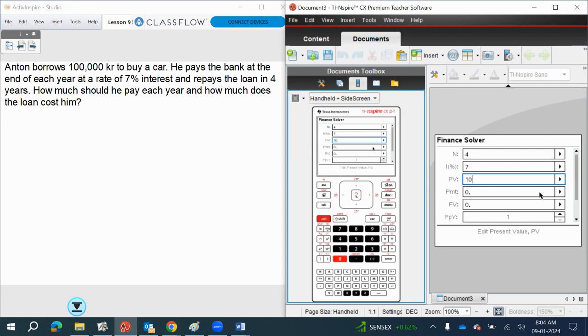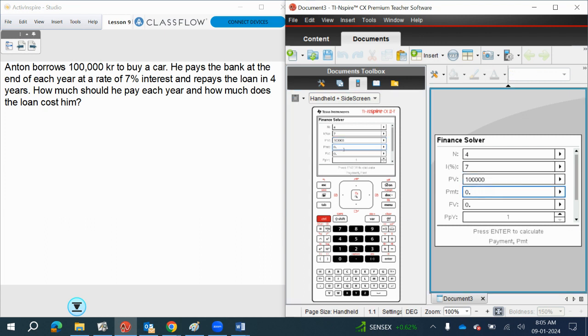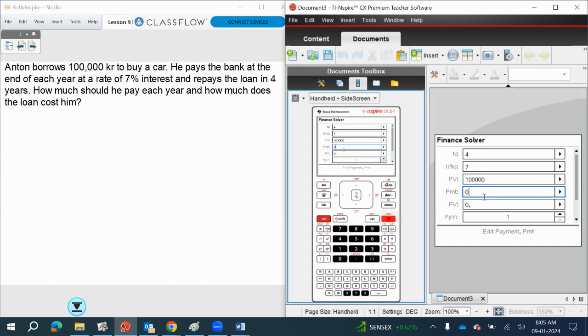Positive or negative? Positive, because you're borrowing it, so it goes into your bank. Positive, because it goes into his pocket. Payment? Empty. That's what we're going to find, isn't it? Future value stays at 0. Why? Because he needs to pay the bank back, and it needs to be 0.